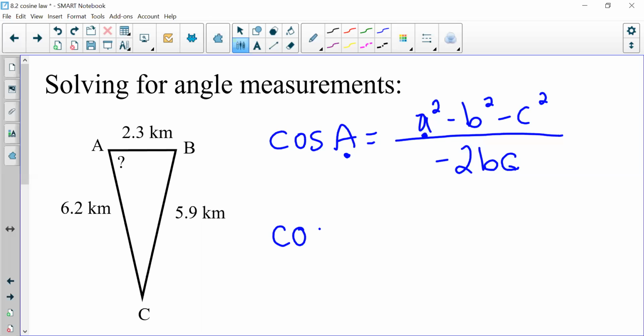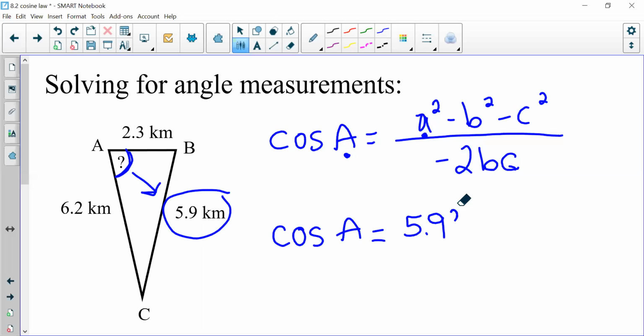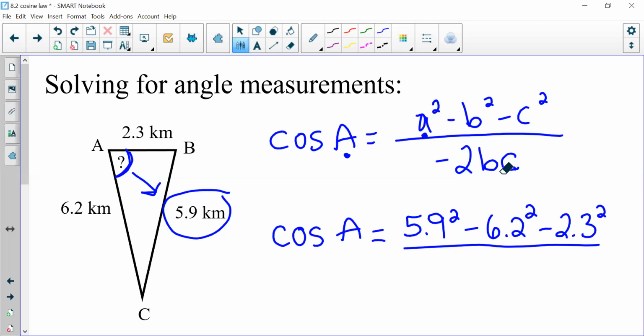So if I'm solving for this angle, I'm going to start with this side length, 5.9. The order of the other two sides does not matter. I don't even care if I started with 6.2 or 2.3. Just that first one matters. And then you repeat in the bottom the second and third numbers that you entered in the top. So I'm going to repeat 6.2 and 2.3.